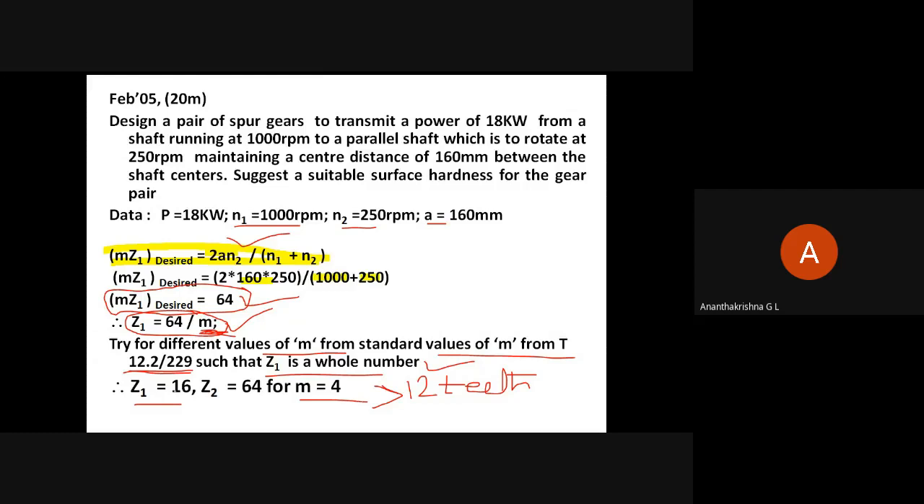Once you know module and z1, you can easily find z2. The ratio 1000 by 250 is 4. So 16 fours are 64, which gives you the value of z2. Is that okay? Please note down this much. Then we'll go further.